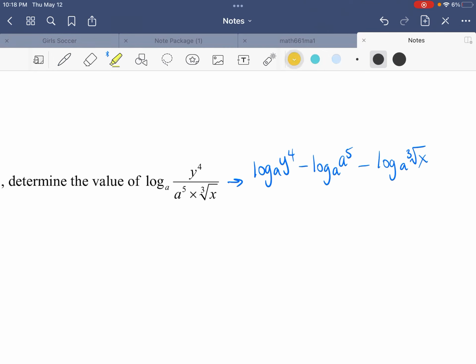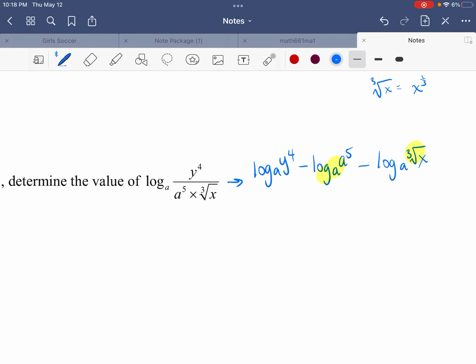All right, so a couple things here. I can see that this log base a of a is going to simplify to something nice. We do need to change this cube root of x into an exponent. So let's do that. Cube root of anything is the same as that to the 1/3.